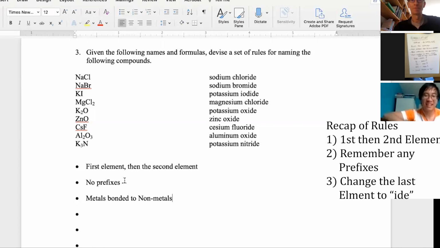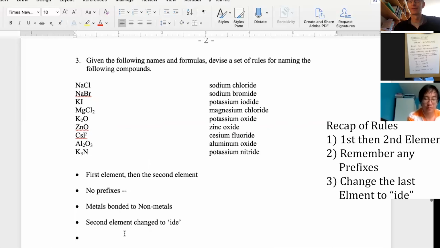Which is kind of nice if you don't. Well, it probably means that there's something else that we have to worry about. But yeah. I think there's also another rule too that's similar to the last one, in that the second element, you change the INE or its ending to "ide." Right? Something like that. Okay, so we got a set of rules. Let's do some naming.